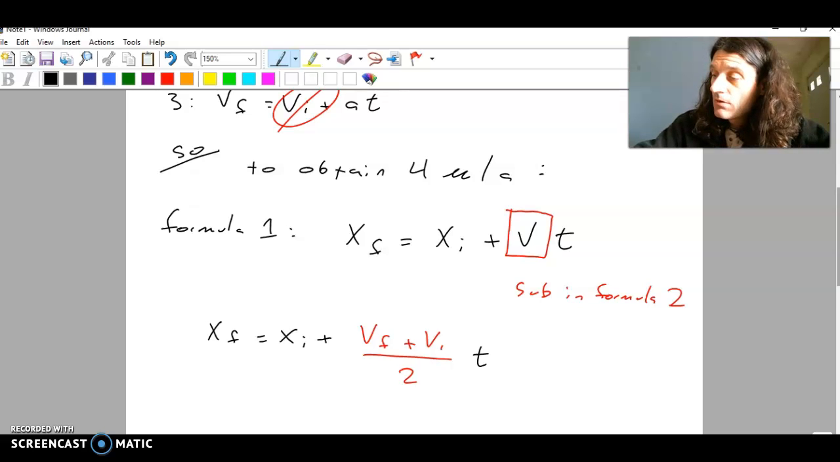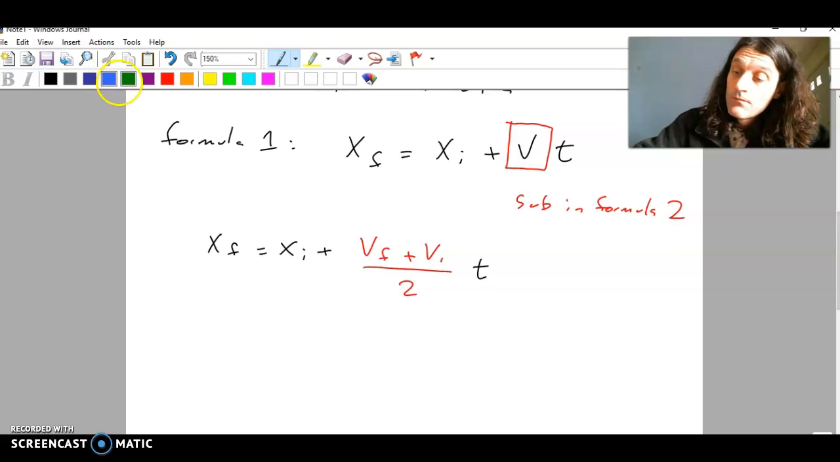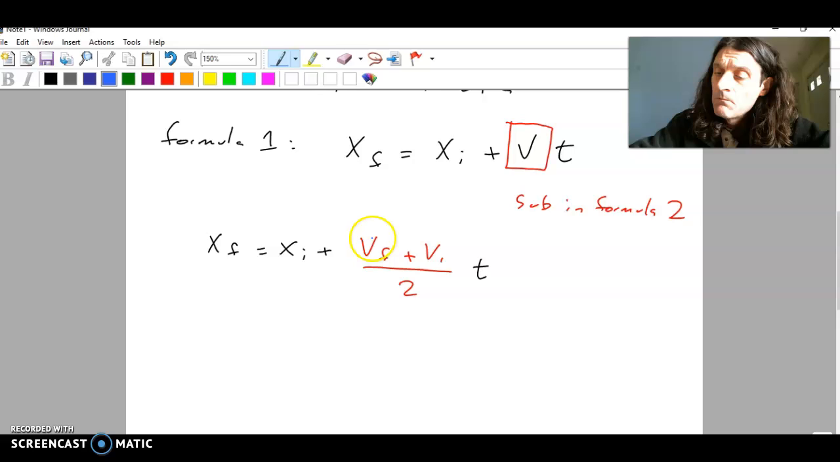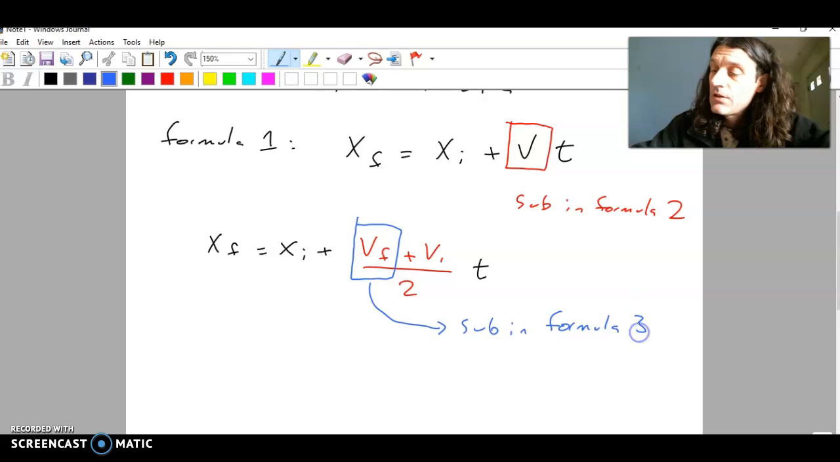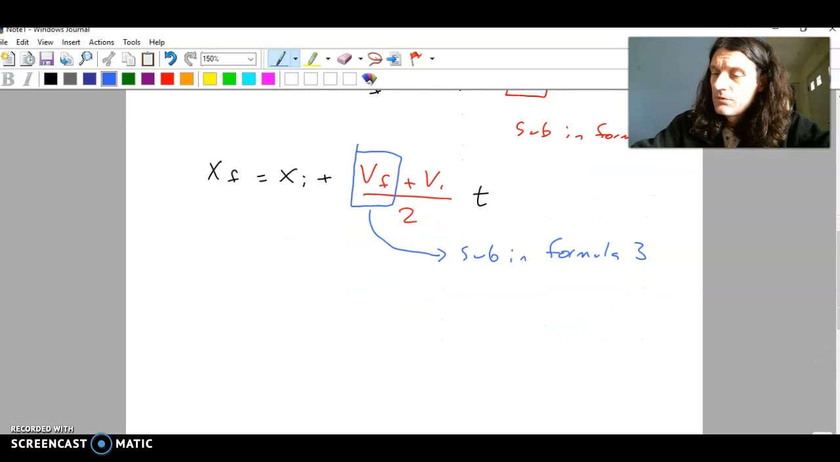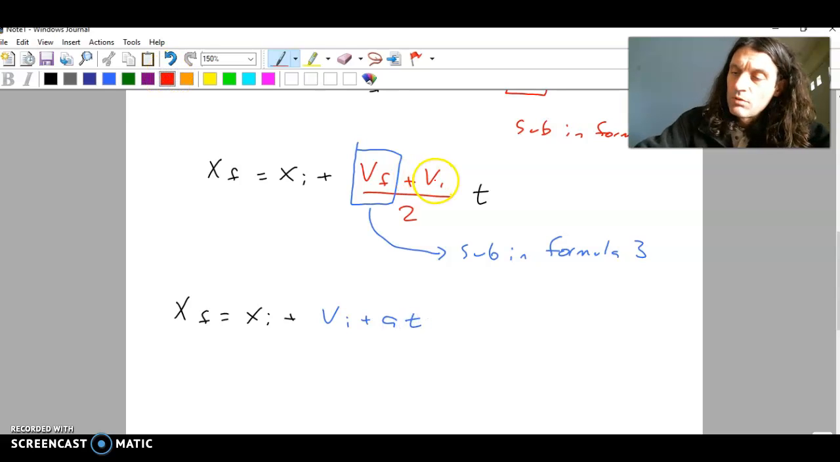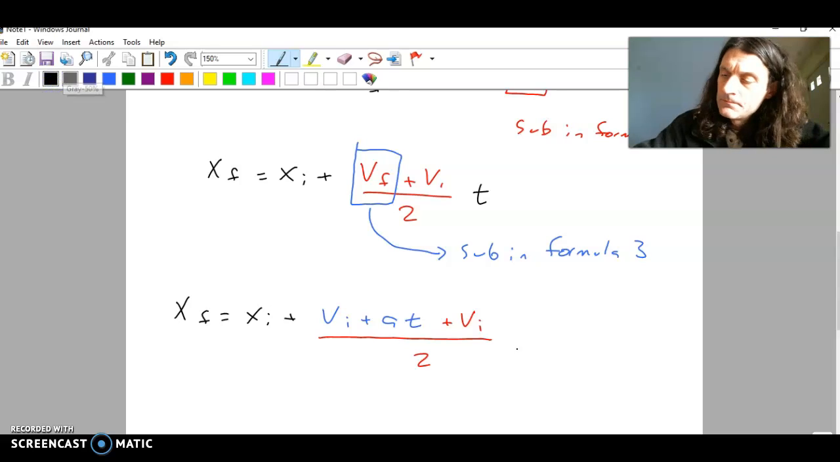Then the next thing I'm going to do is one more swap out of v, where this vf is, or I guess I could put an i and f, it would make it a little easier, it doesn't matter. Where this vf is, I'm going to sub in Formula 3, because Formula 3 is vf is equal to vi plus at. So, what I will do now is exactly that. xf is equal to xi plus Formula 3 in blue, vi plus at, plus vi. This is still all over 2, times t.